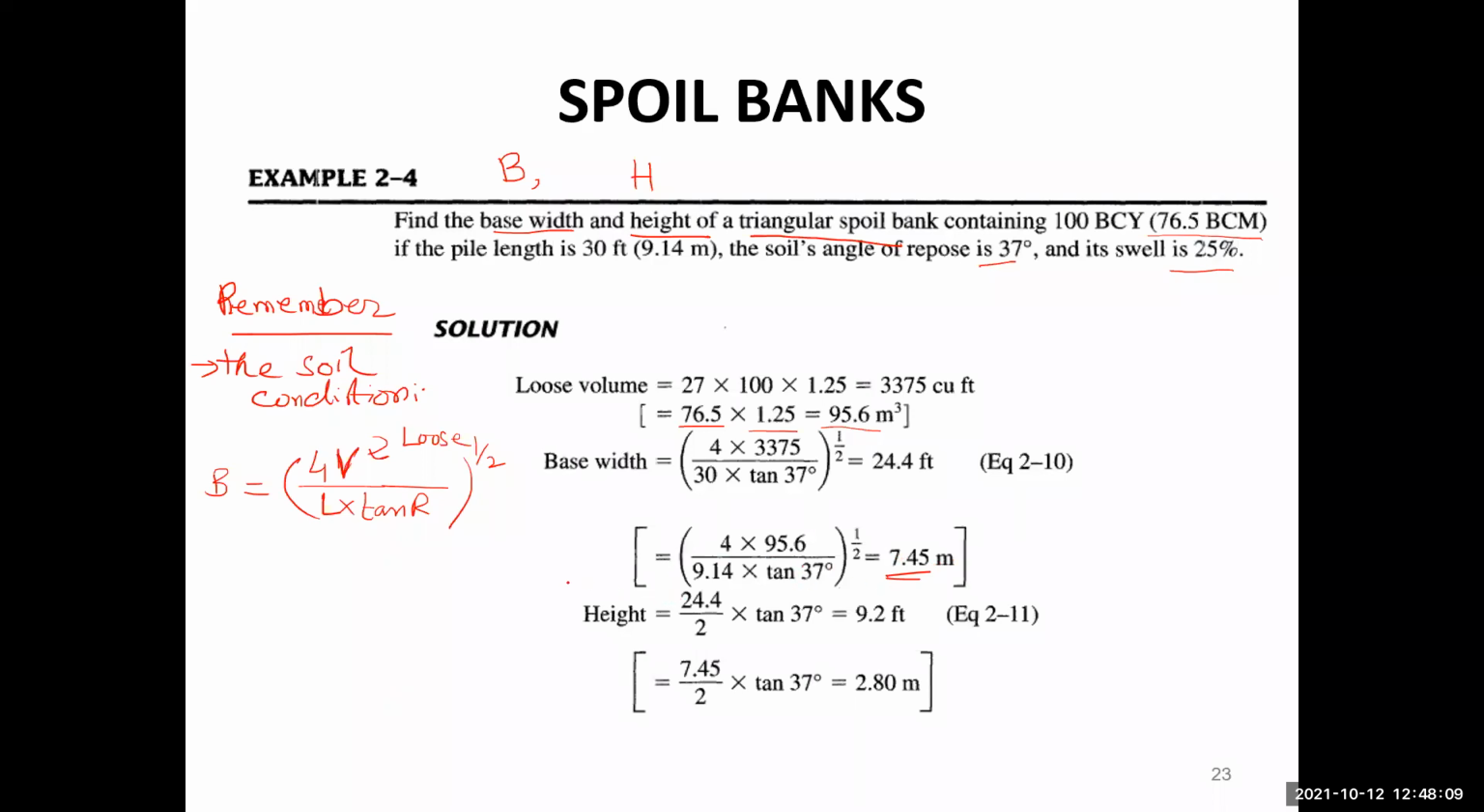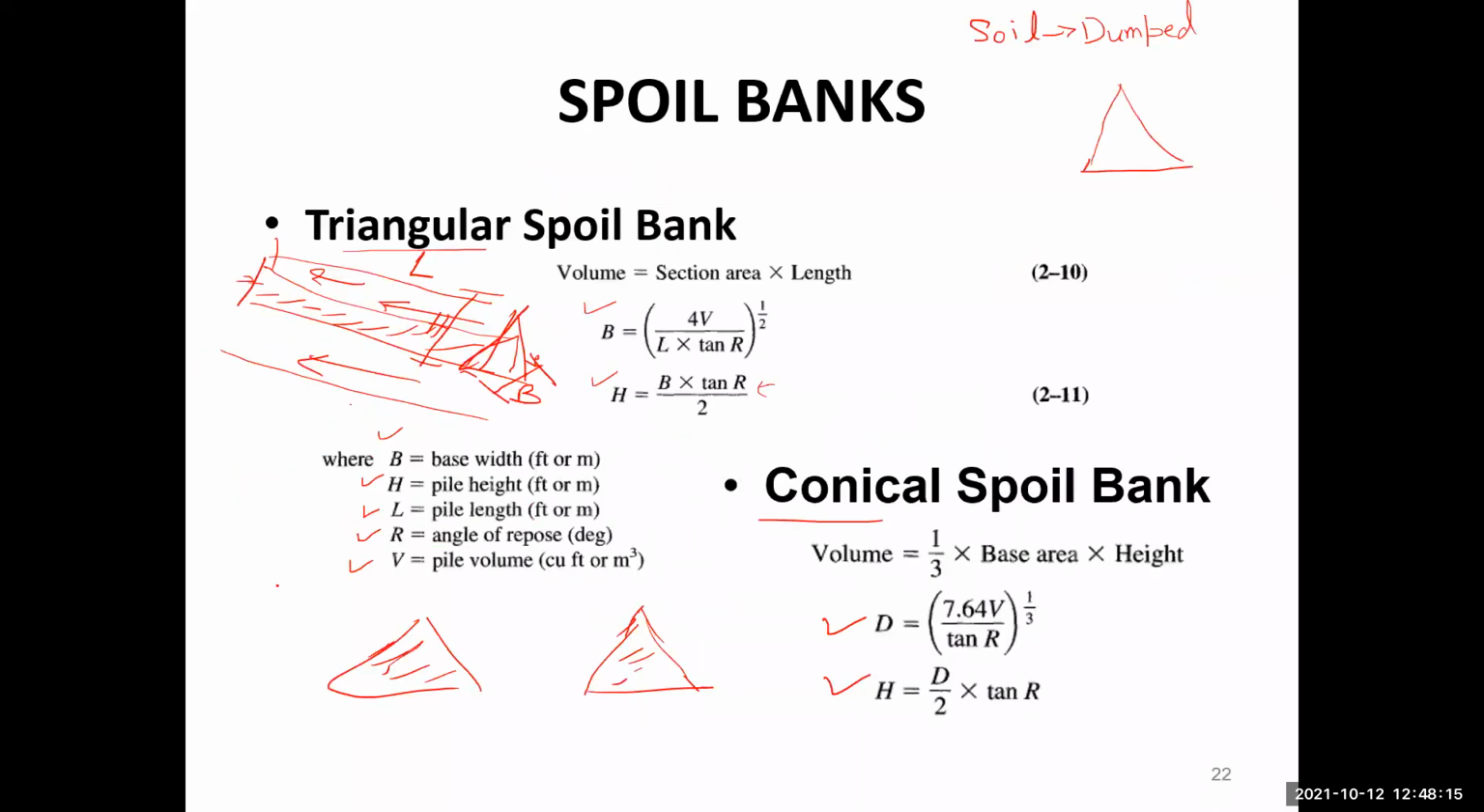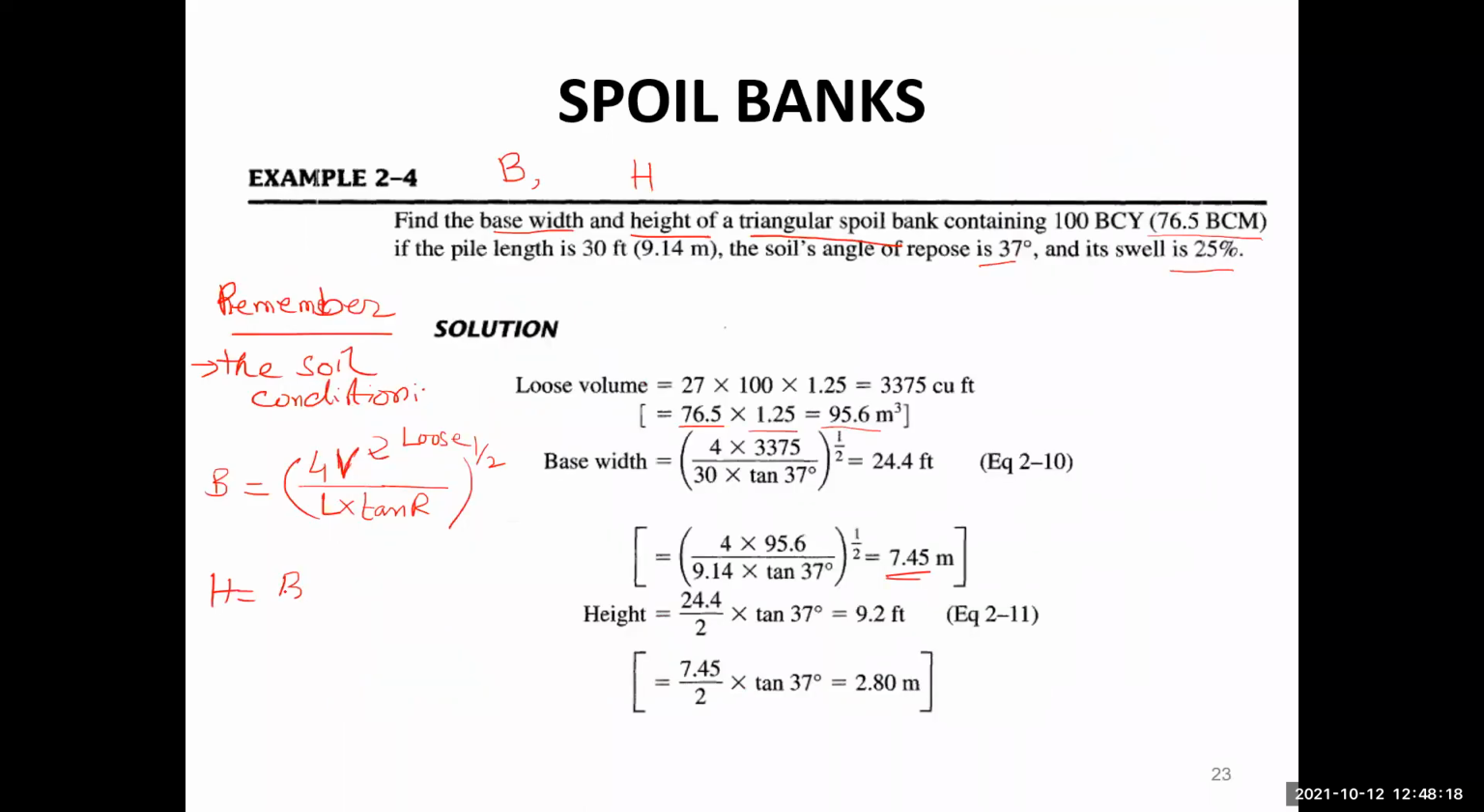So once we find the width of the spoil bank, then we can find the height. Height will be equal to, by this formula, base times the tangent of the angle of repose divided by 2. So which is 7.45 meter multiplied by tangent 30 degree divided by 2. So remember that you can use either the cubic feet units or cubic meter, but I am just following the cubic meter units. So in this case, the height will be 2.8 meters.